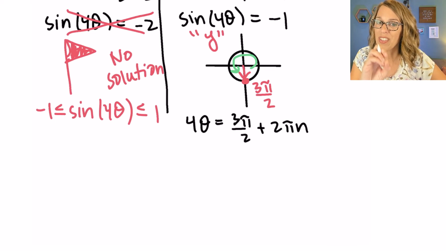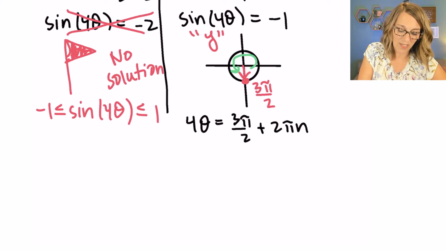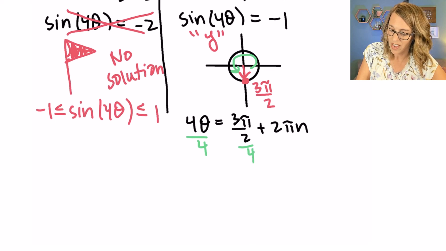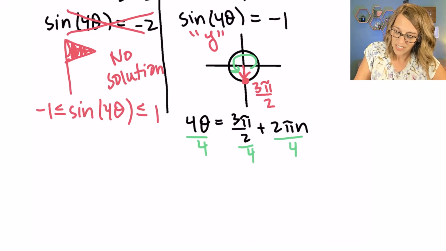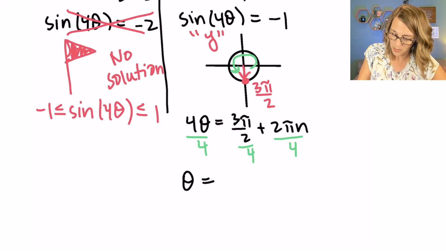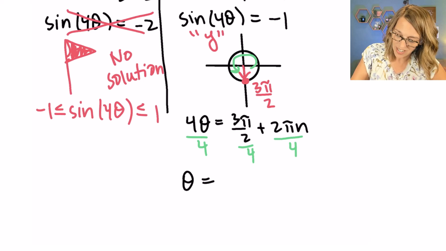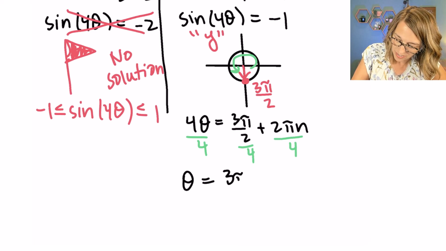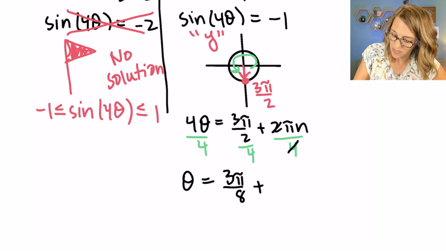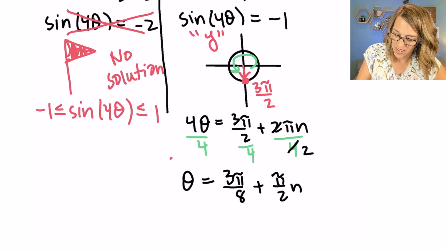But I don't want 4 theta, I want theta. So I'm going to divide everybody by a 4. So this leaves me with theta is equal to, so I've got that 3 pi divided by 2 and divided by 4. So that's really divided by 8. So I've got a 3 pi eighths here, plus, I can cancel the 2 and the 4, and I get pi halves n, and we've got our general solution.